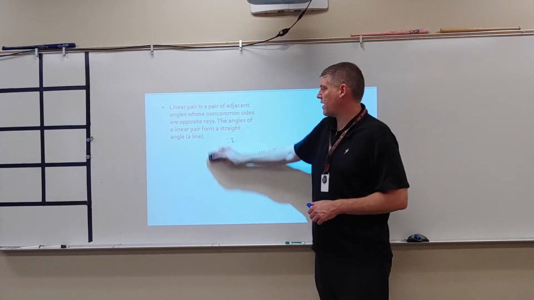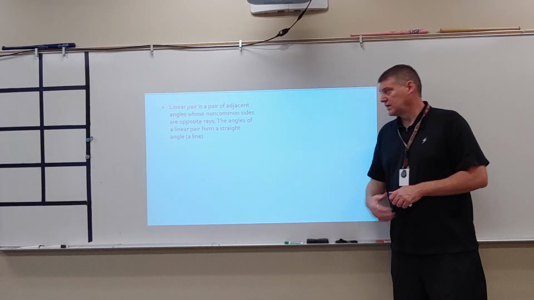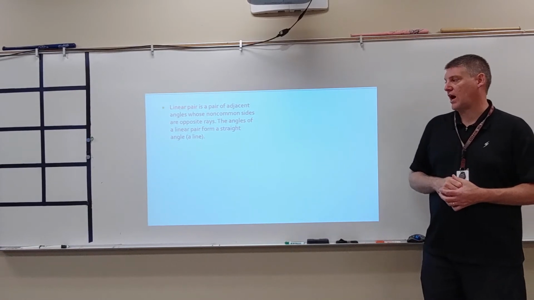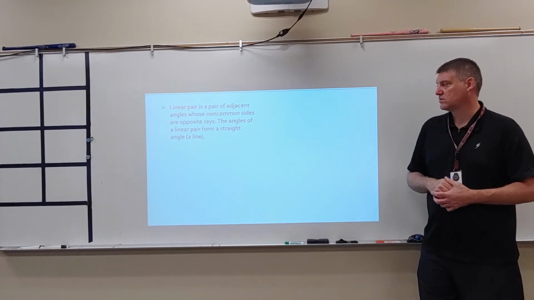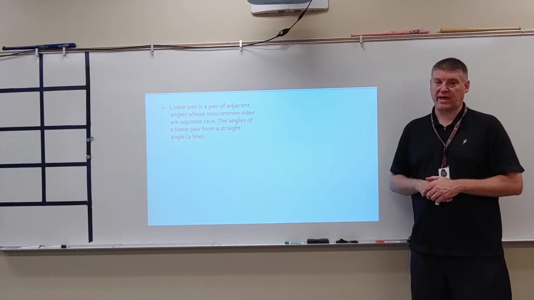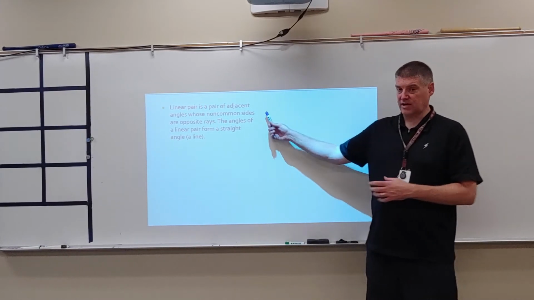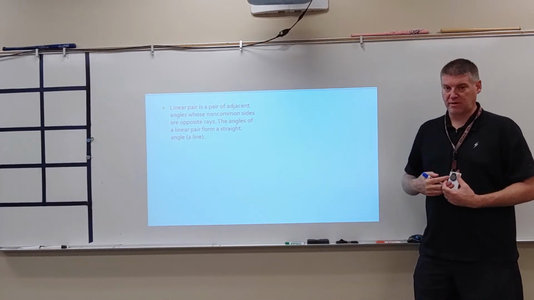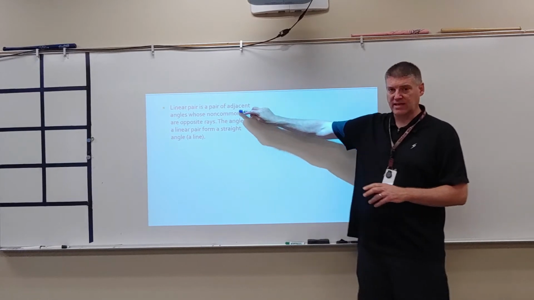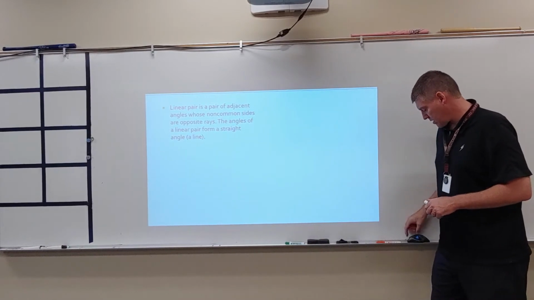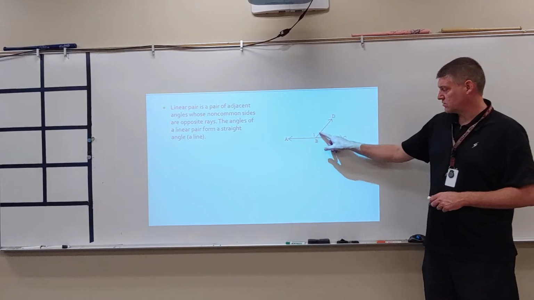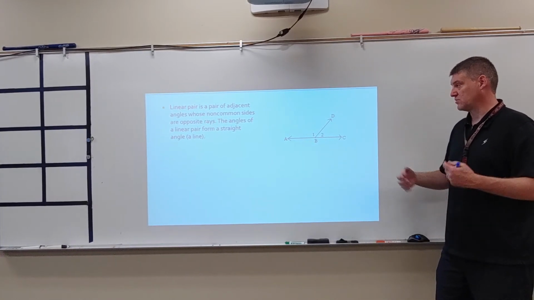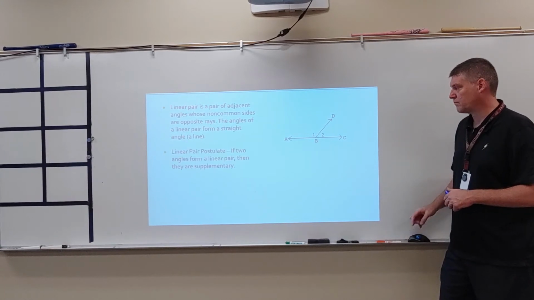Okay. Linear pair. A linear pair is a pair of adjacent angles whose non-common sides are opposite rays. The angles of a linear pair form a straight angle or a line. So this is kind of like that last question we just did. What two angles are supplementary and adjacent? That is a linear pair. They're adjacent, and they form a line, okay? That's why it's a linear pair, pair meaning two.